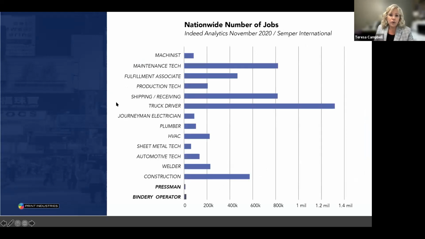This really shows you nationwide those number of jobs that are out there. And again, here are our pressman and bindery operators, very low. All the others are off the charts. The next lowest was sheet metal technicians, and it still was much greater than our job listings.